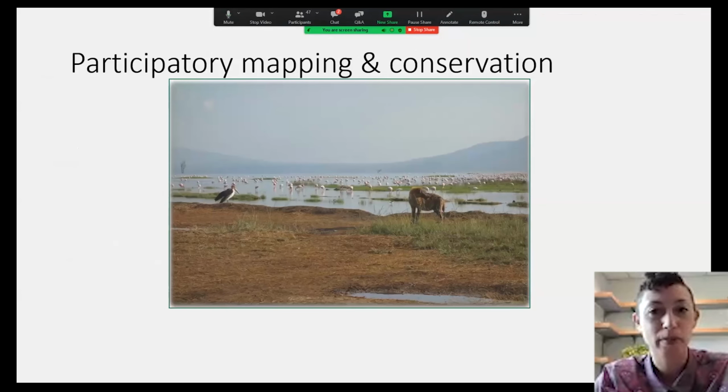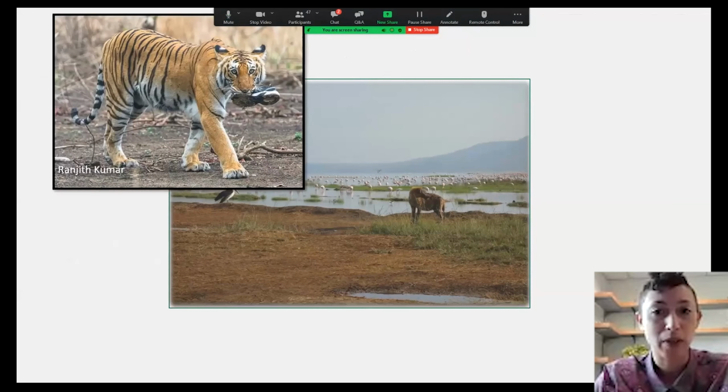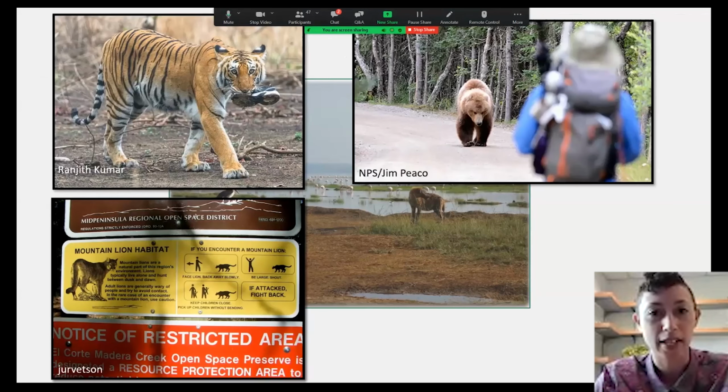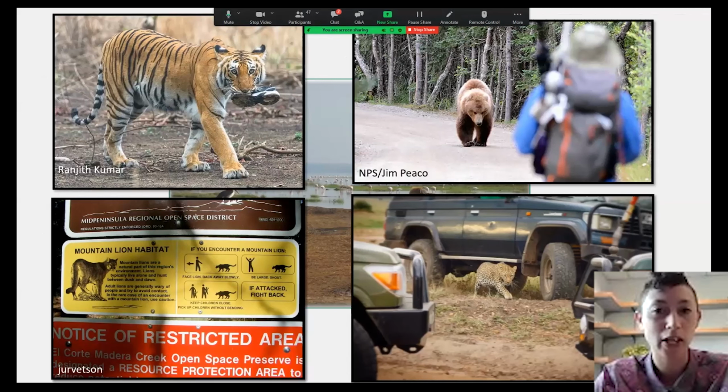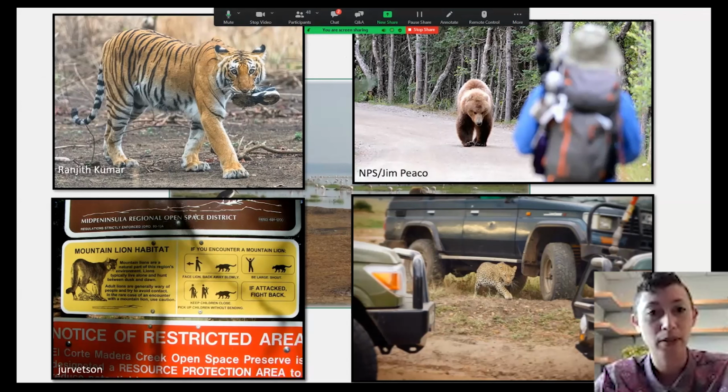So why use participatory mapping to help conservation and human-wildlife coexistence efforts? Well, we know that wildlife co-occur with people in even the most pristine landscapes. And even though early conservationists focused on maintaining a pristine wilderness and separating people from wildlife, we know that that's completely unrealistic. And we also know that interactions between people and wildlife can shape ecology at many different scales, and that these interactions can also influence and impact people's livelihoods and public health.